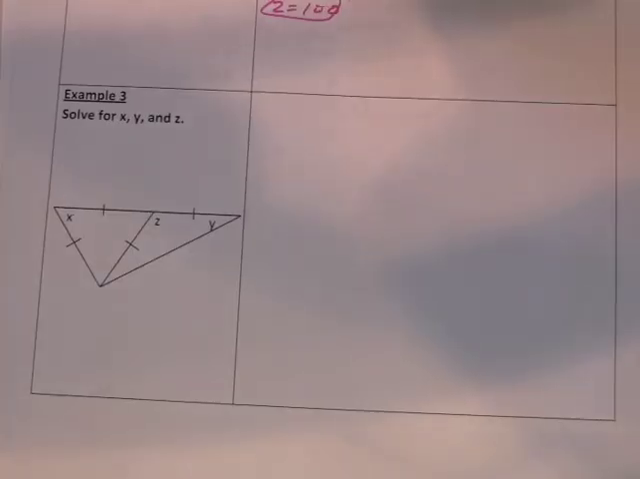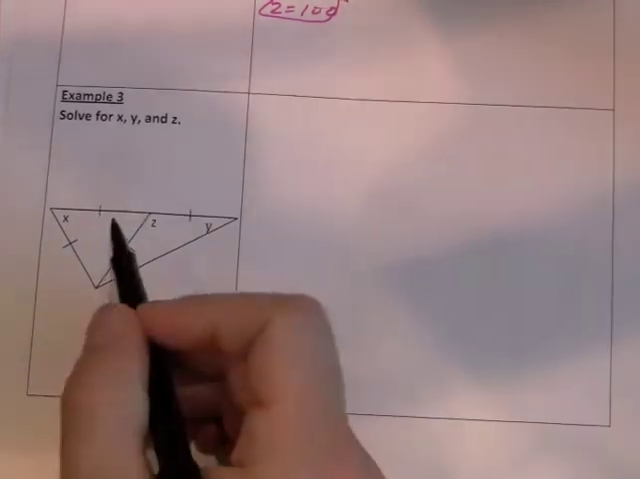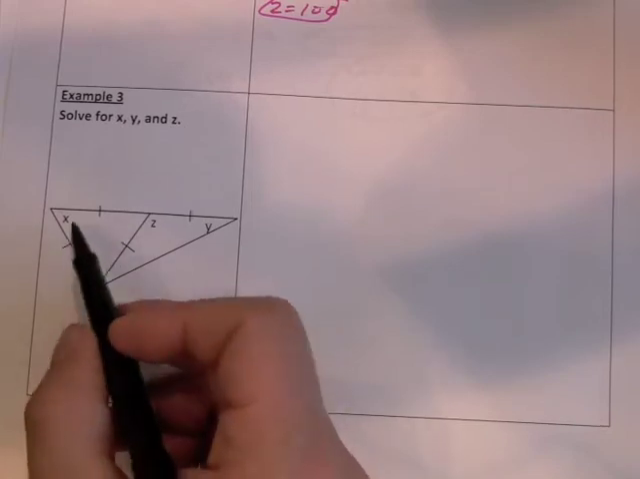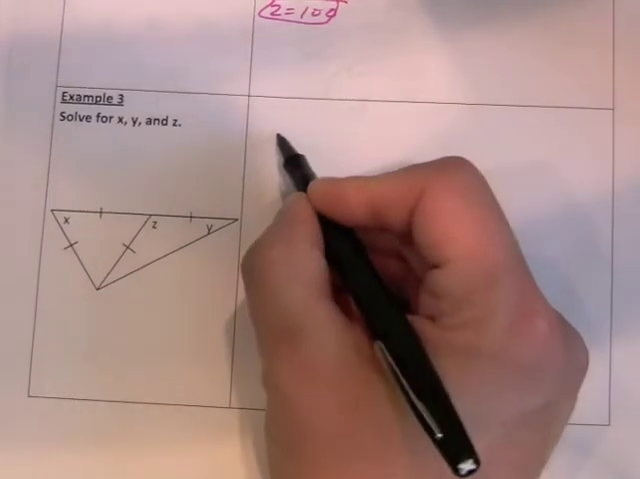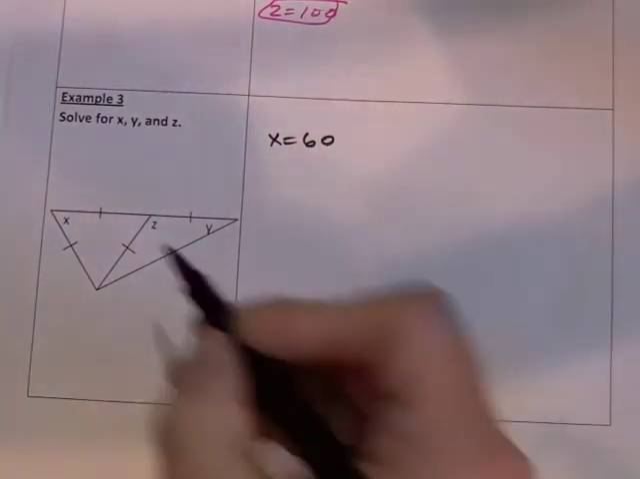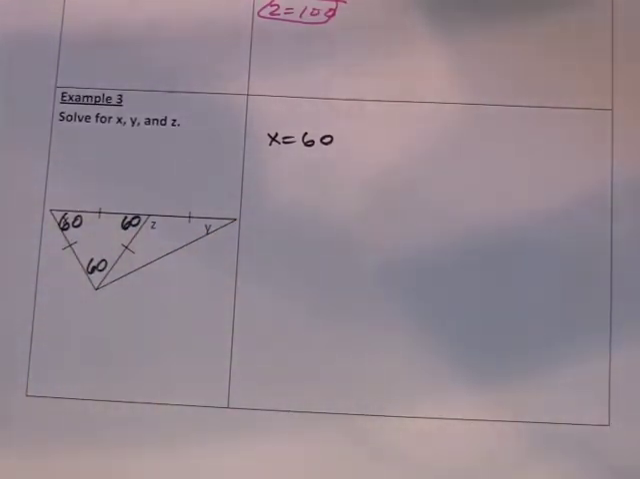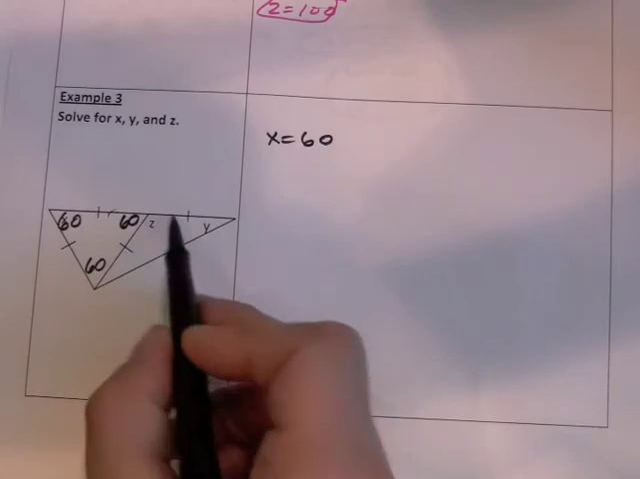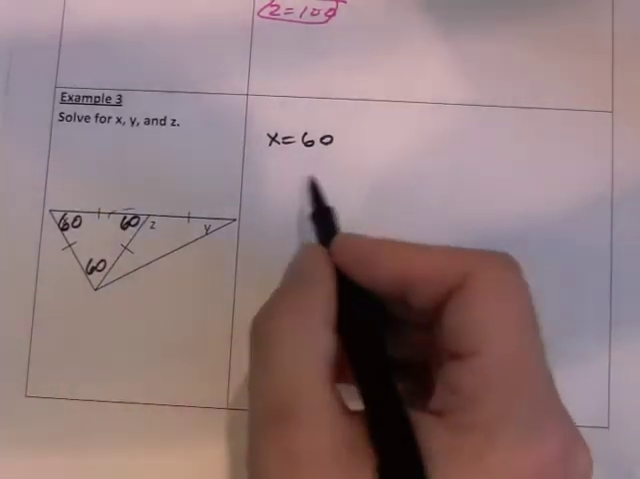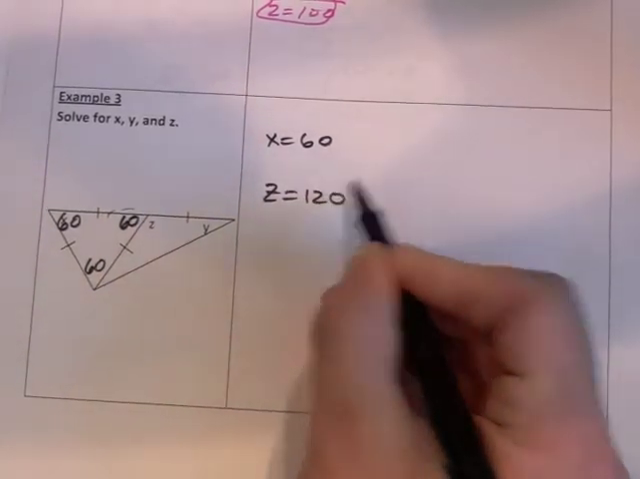Okay, so example number 3. The first thing I want to do is start with this equilateral triangle here. I always know that in an equilateral triangle, all the angles measure 60 degrees. So x must be 60. So this is 60, 60, and 60. And then these angles right here are forming a linear pair. So z must be 120.